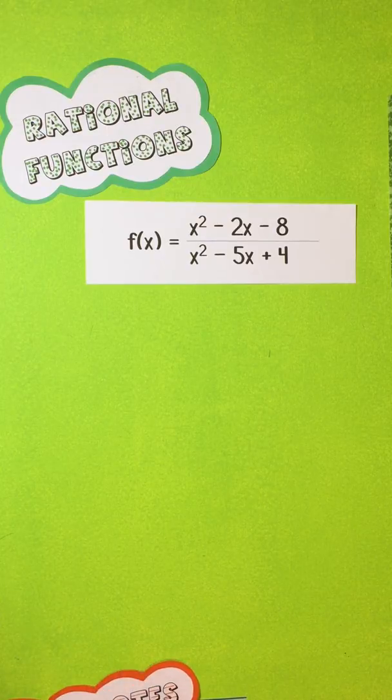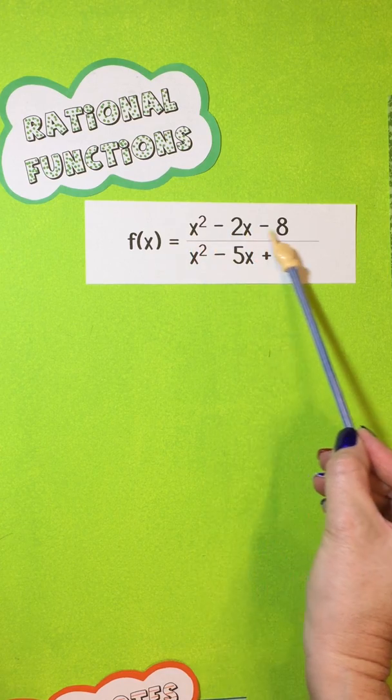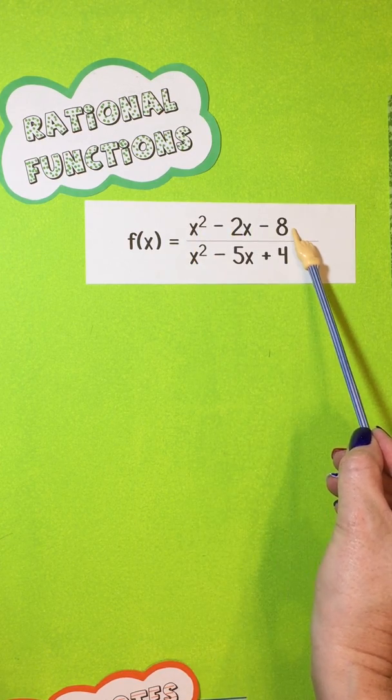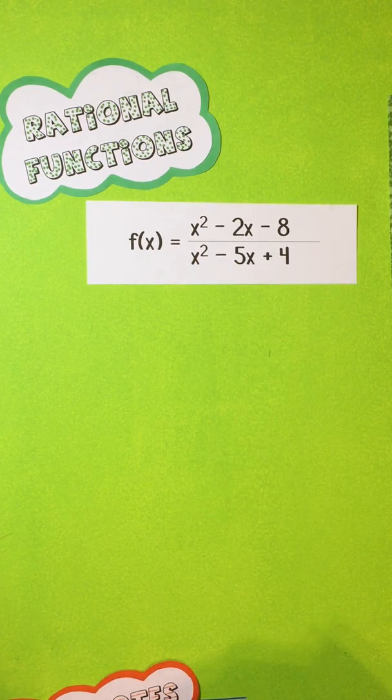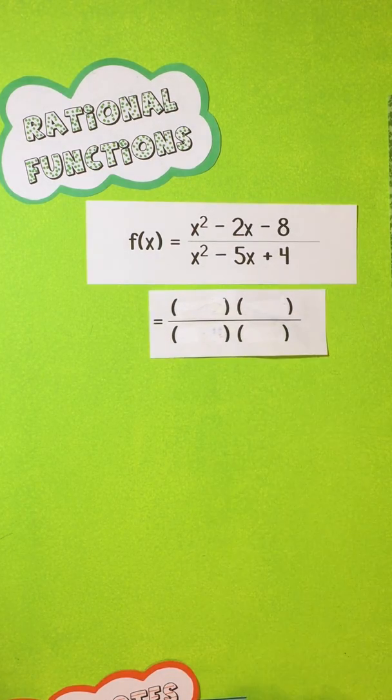So let's start with factoring this guy. In order to factor this, we're going to factor the numerator and the denominator. First, always check to see, do we have a common factor up here? Unfortunately, we do not. Check to see in the denominator, do we have a common factor? And we do not. So we are going to go ahead and factor this down into two parentheses in the numerator and two parentheses for the denominator.